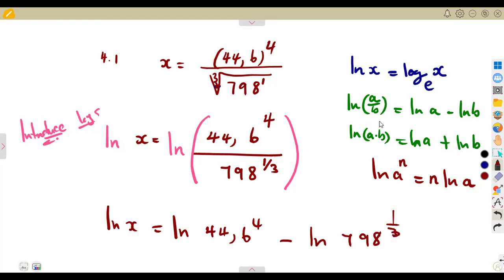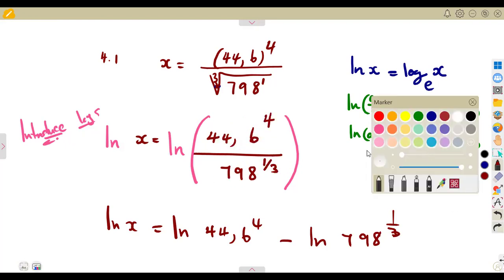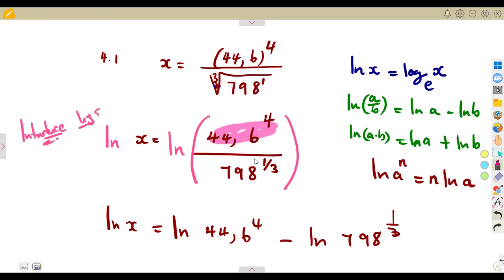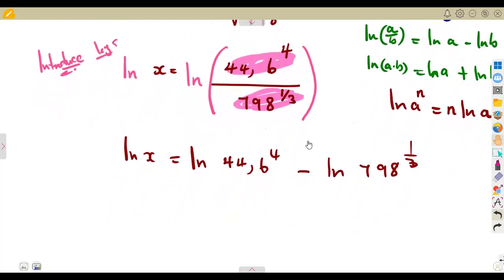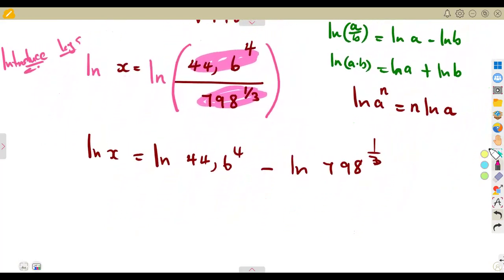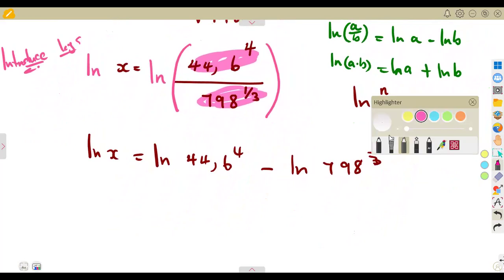This is A over B. This is your A, this is your B. You have two things. You consider the numerator like this. This is your numerator, this is your denominator. That's the idea. So with this information that we have, we can use the law.